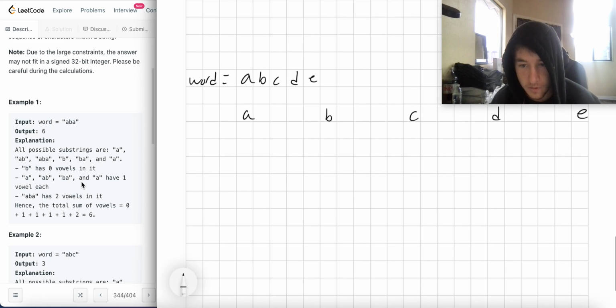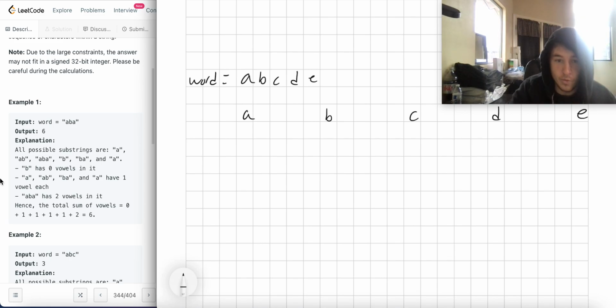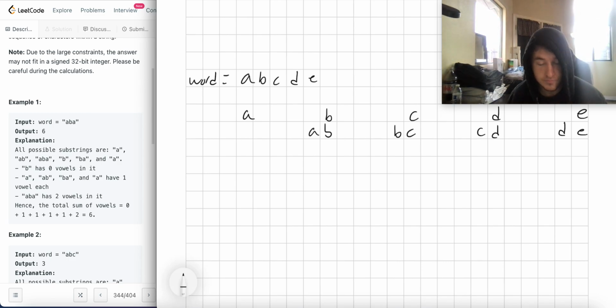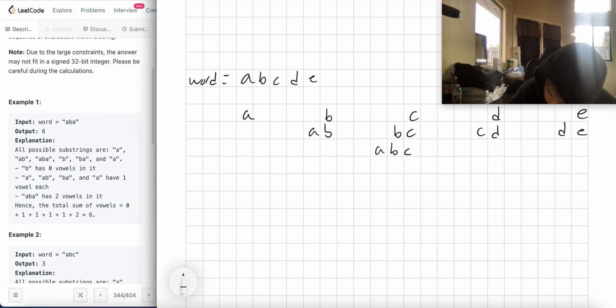Right? So these are all the length 1 substrings. Then there's the length 2 substrings: AB, BC, CD, and DE. And then there's all the length 3 substrings. The previous ones were length 2. ABC, BCD, CDE.